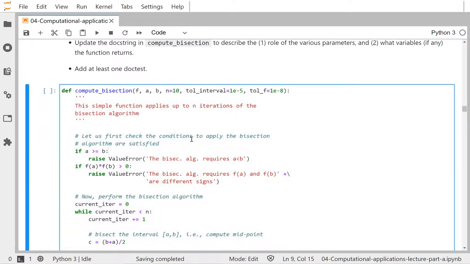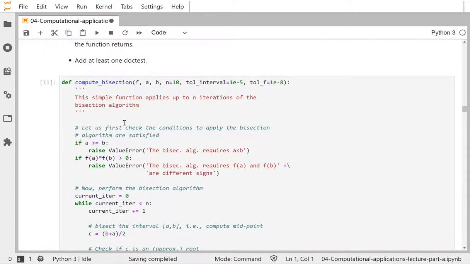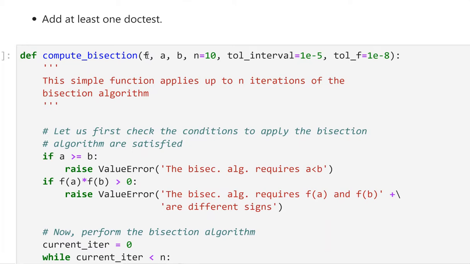So I'm going to first run this, and then we will go through what this algorithm is doing. So for the compute bisection algorithm, it is taking in the following parameters: a function f, a left and right endpoint a and b, and so a should be less than b. If it is not, then we raise a value error and say the bisection algorithm requires that a is less than b. And these should be 2 points such that the function has different signs.